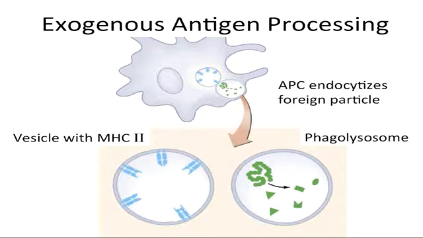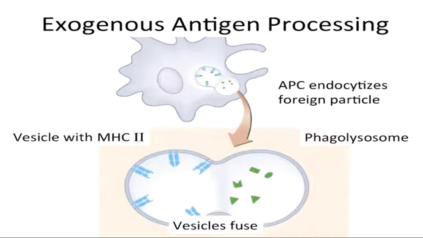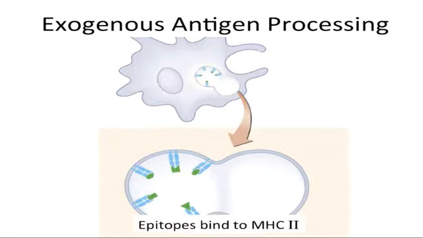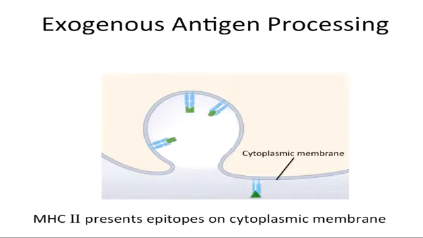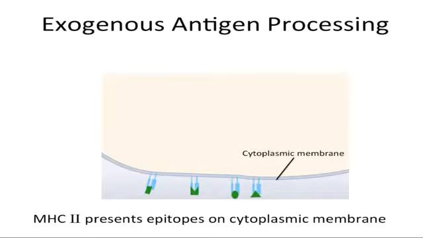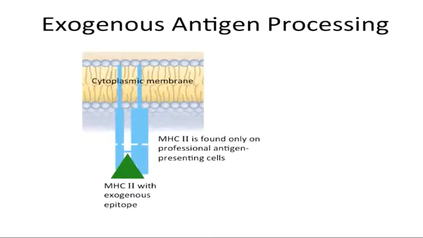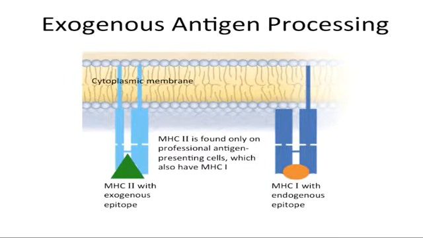Previously, the cell has made MHC-2 proteins and put them in the membrane of a vesicle. The vesicle fuses with the phagolysosome. The epitopes bind to the MHC-2 proteins, and the vesicle, containing MHC-2 with epitopes, fuses with the cytoplasmic membrane, which results in the MHC-2 presenting epitopes on the cell's surface. Recall that only antigen-presenting cells have MHC-2 and present exogenous epitopes. These nucleated cells also have MHC-1, which displays their endogenous epitopes.